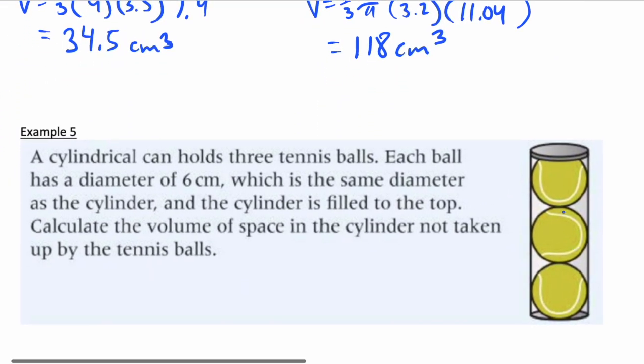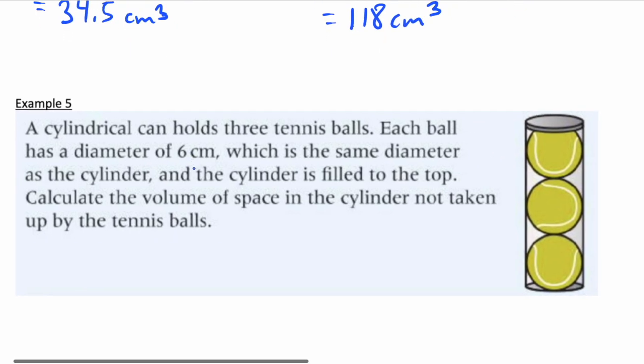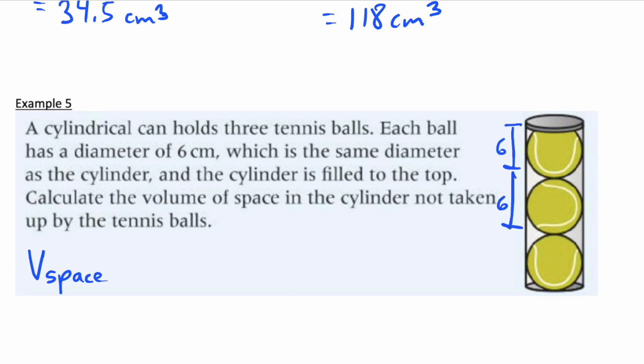Okay, one more example. We've got a cylindrical case with 3 tennis balls. The diameter of each tennis ball is 6. Find the volume of the space in between. So there's space in between here. Well, each diameter is 6, so that means the height of the whole thing is 18. And the radius of each ball is half the diameter, so it's 3.